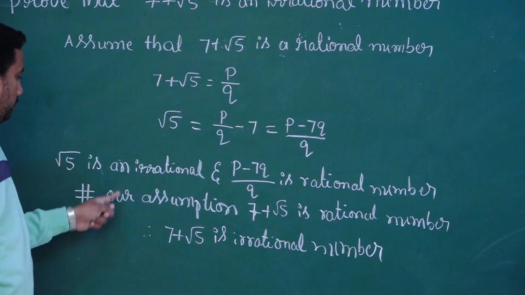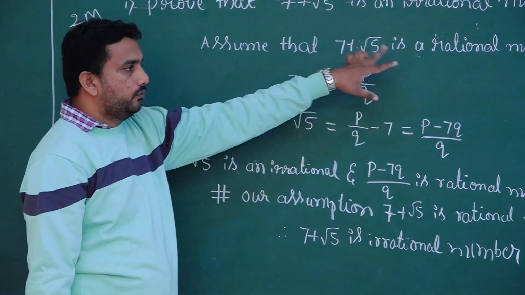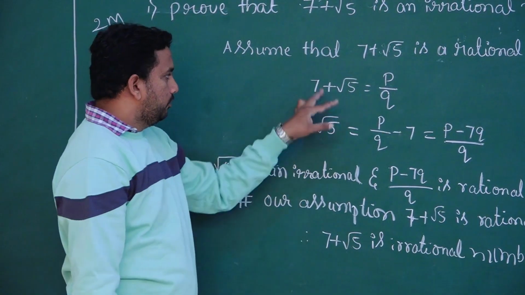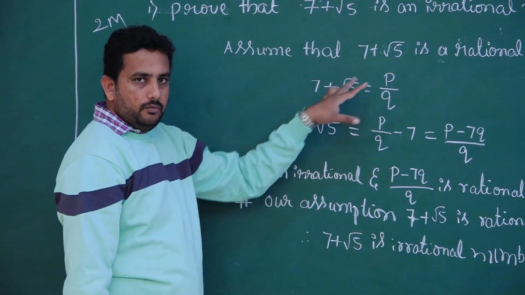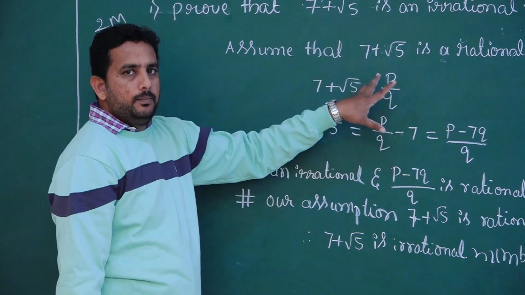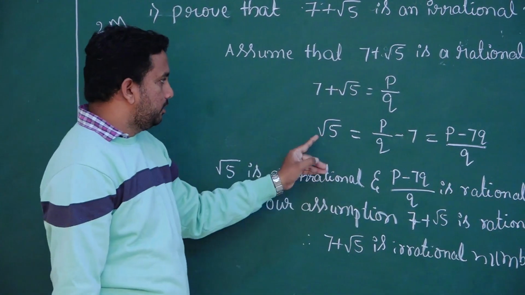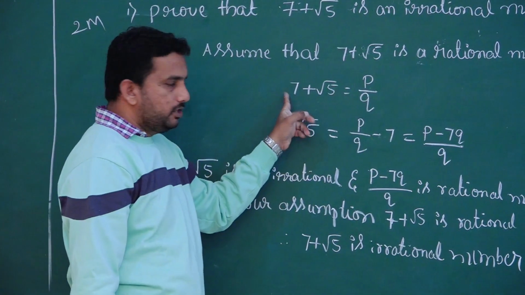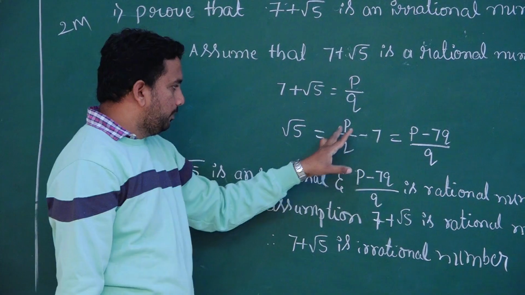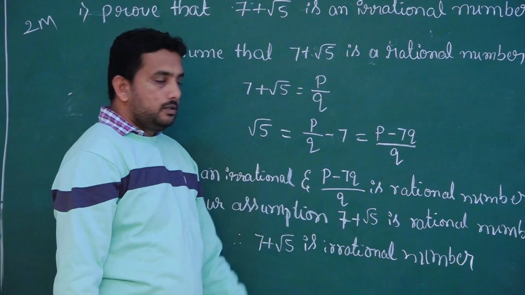Okay, so you understand. First you have to assume that 7 plus root 5 is a rational number. Every rational number we can write in the form of p by q, therefore 7 plus root 5 we can also write in the form of p by q. Then root 5 you have to leave on the LHS, and 7 is sent to the right hand side. So p by q minus 7 is equal to p minus 7q by q.